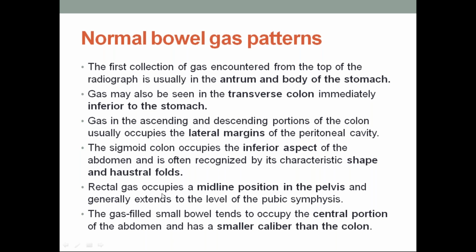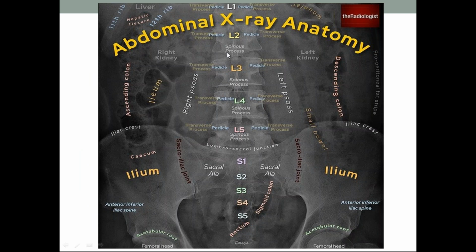And then we have to look for the rectal gas, which occupies the midline portion in the pelvis, and generally extends to the level of the pubic symphysis. The gas-filled small bowels tend to occupy the central positions. All the small bowel will occupy this position. Here we can see the ascending colon. After that, the transverse colon we will see here, and the descending colon laterally. After that, we will see the sigmoid colon here, and then the rectum here in the pelvis. This is the sigmoid colon, and this is the pelvis.